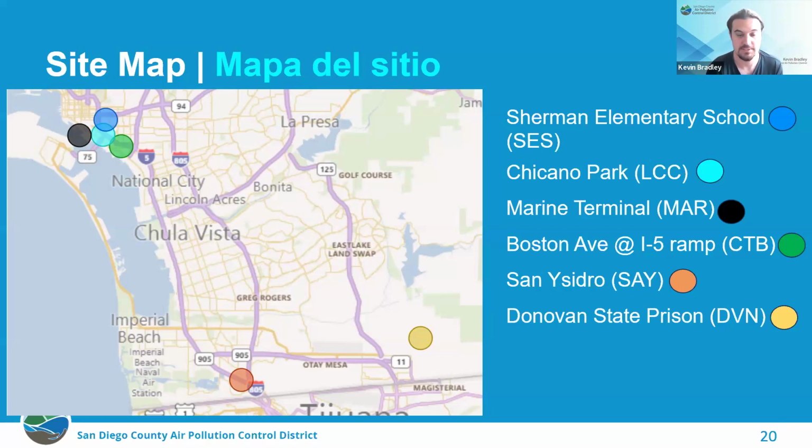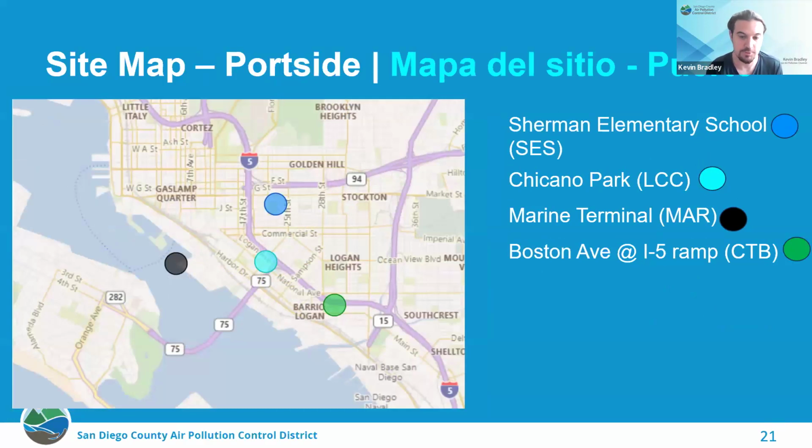Next slide, please. So this just zooms in a little bit on the Portside site, so you can get a sense for where these 4 monitoring sites are.